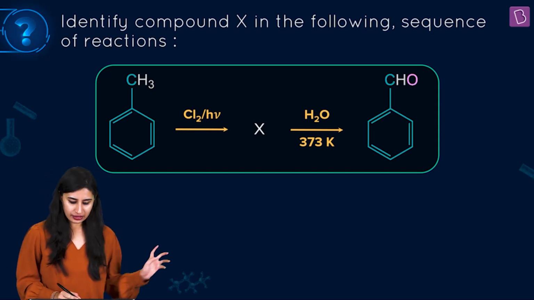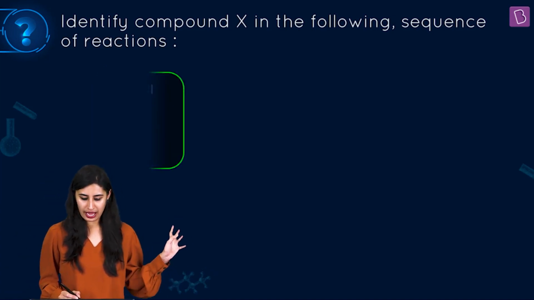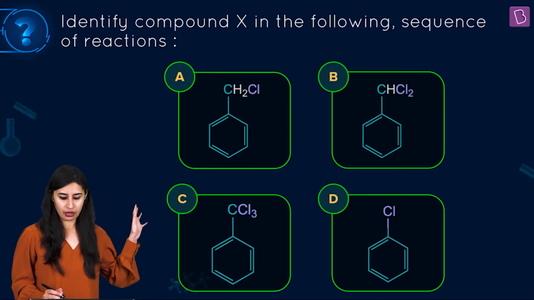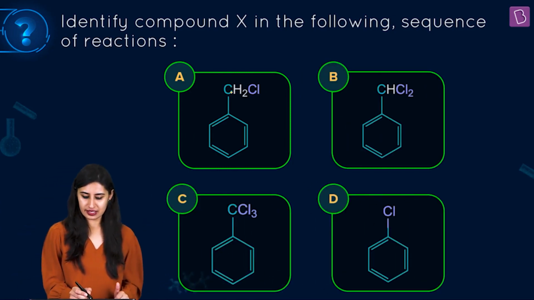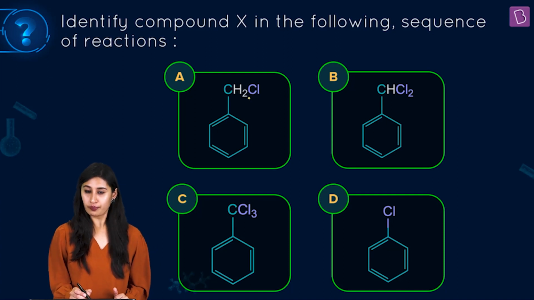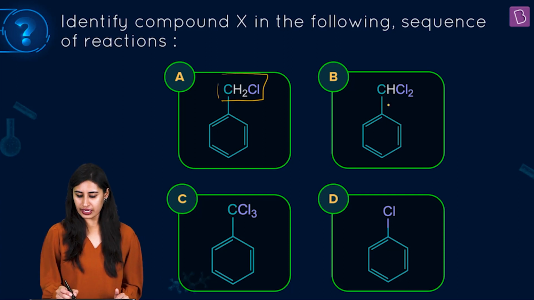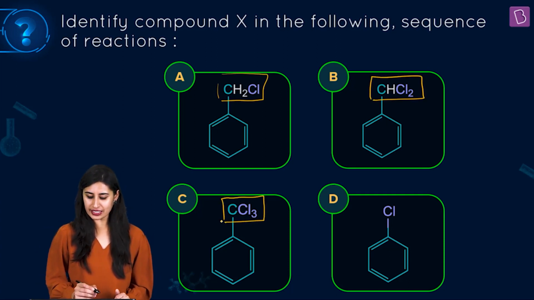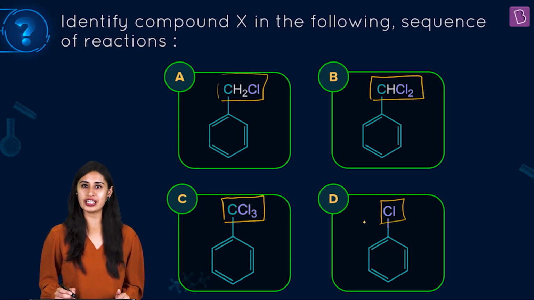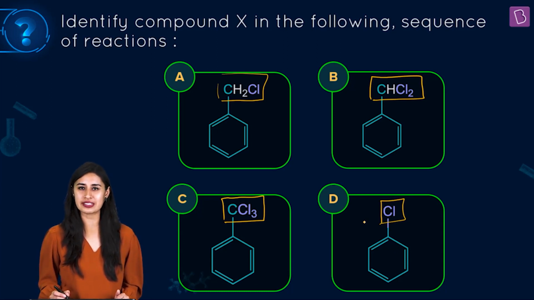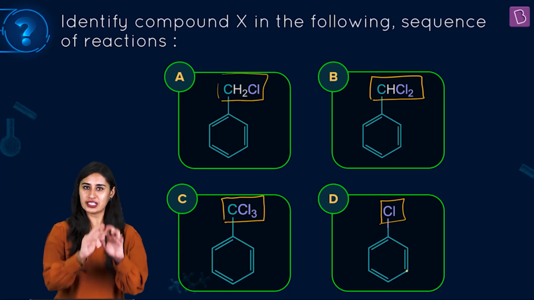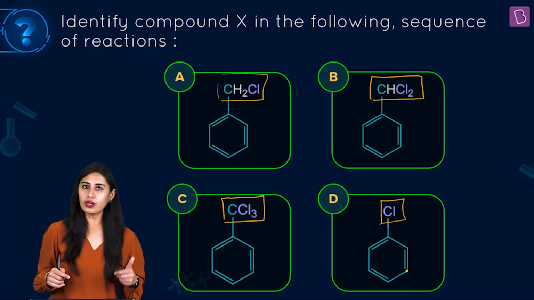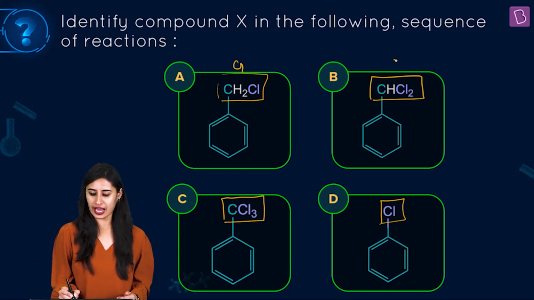So let's see the options for this question. You have to find out X. Is X option A, where we have benzene with CH2Cl attached? Is it CHCl2 that is going to be attached? Is it CCl3 that is going to be attached? Or is it D, only chlorine attached to benzene? So benzene is common to all four. All that is changing is the group attached here.